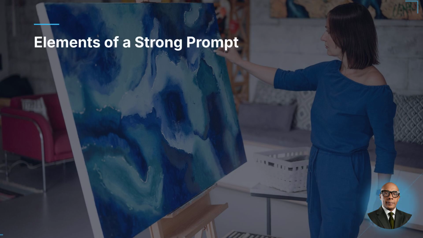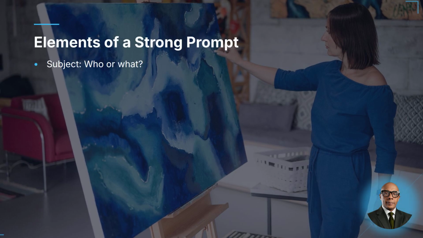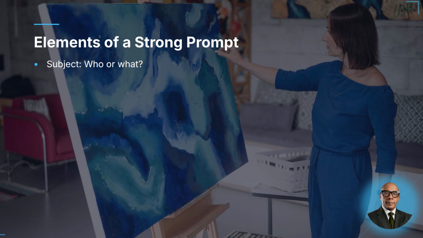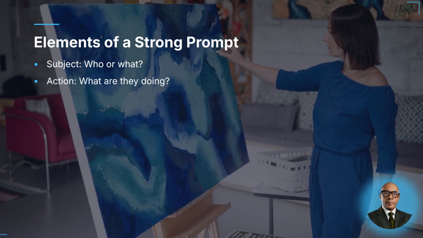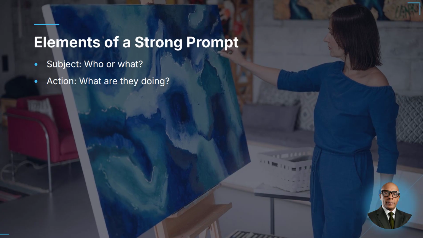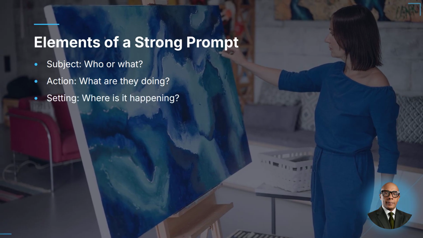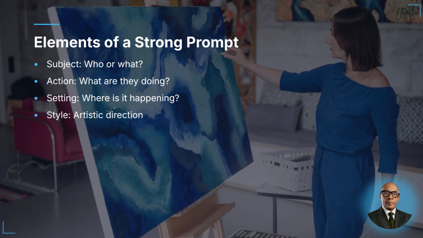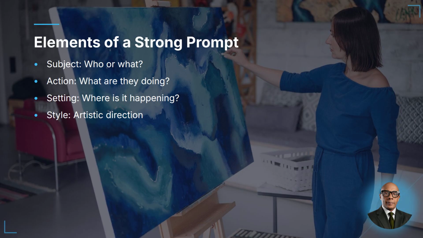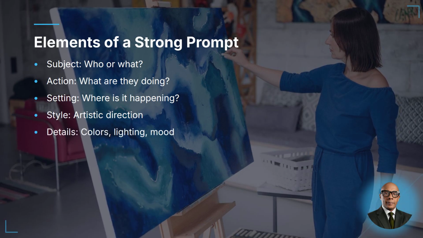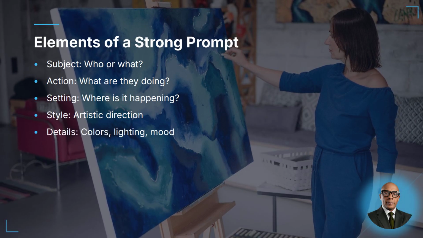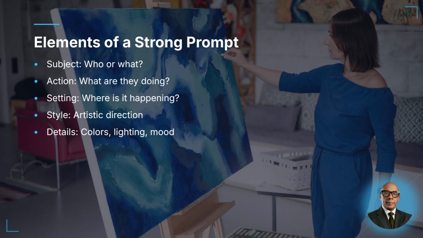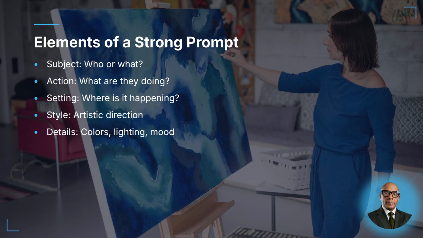A strong prompt typically breaks down into several key components. Start with the subject. Who or what is the main focus? Then, describe the action they are performing. Where is this scene taking place? That's your setting. Critically, define the style you're aiming for. Finally, add specific details like colors, lighting, and the overall mood to really flesh out your vision. Each element helps Gemini build a clearer picture.